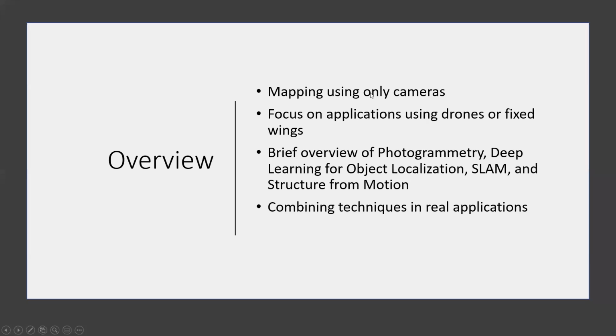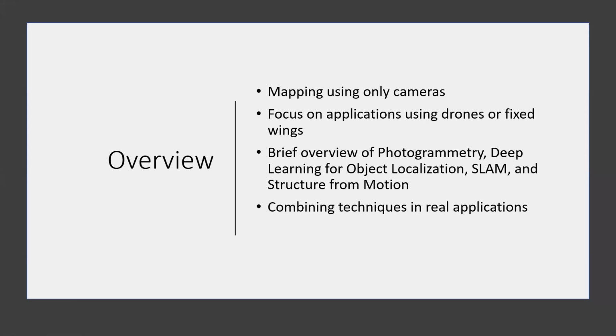What I'm going to cover is mapping only using cameras, especially when we get into SLAM. We're not going to be talking about LiDAR or radar or any of those other types of sensors. I'll be focused primarily on cameras and on applications using drones or fixed wing aircraft. I'll cover a brief overview of photogrammetry, deep learning for localization, SLAM, and structure from motion, and combining these techniques, and some of the real applications I found toward the end of my presentation.